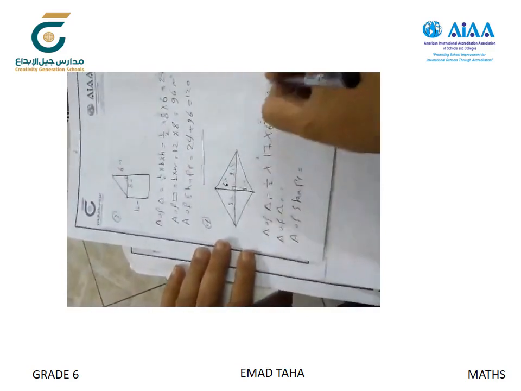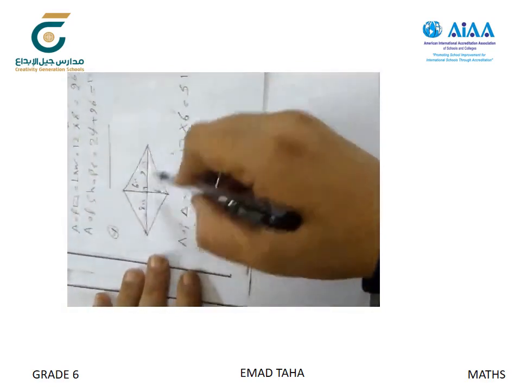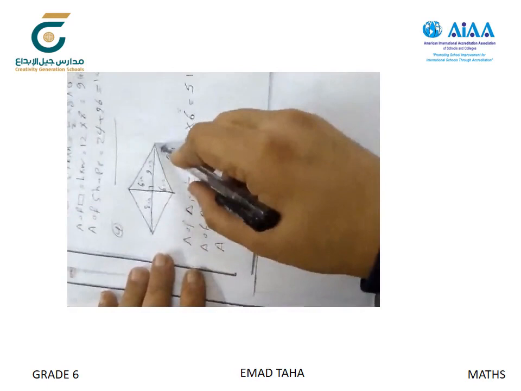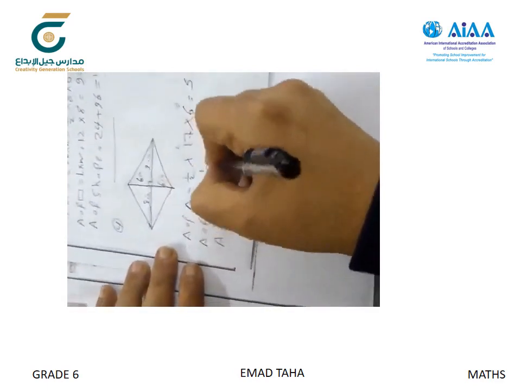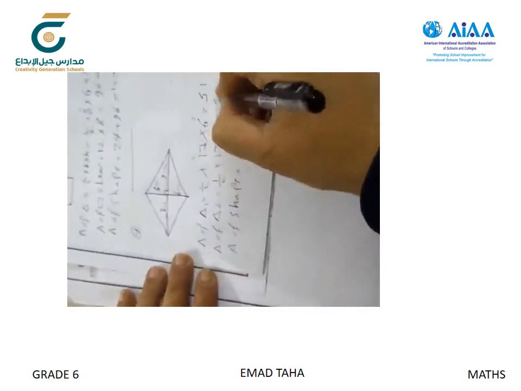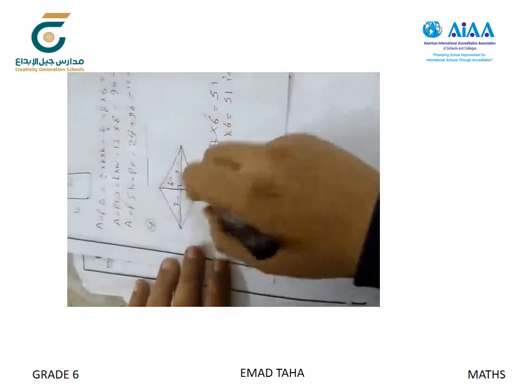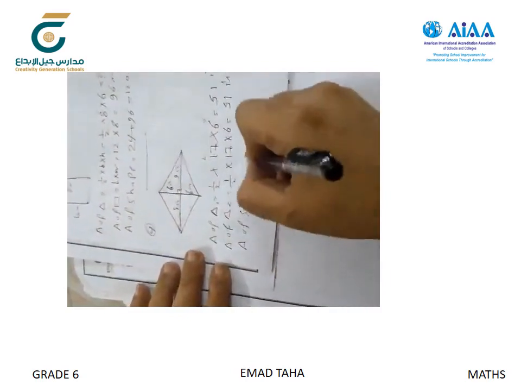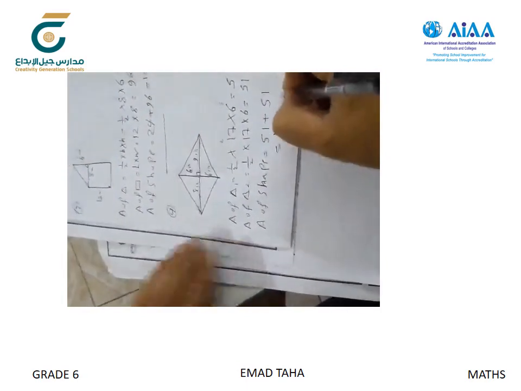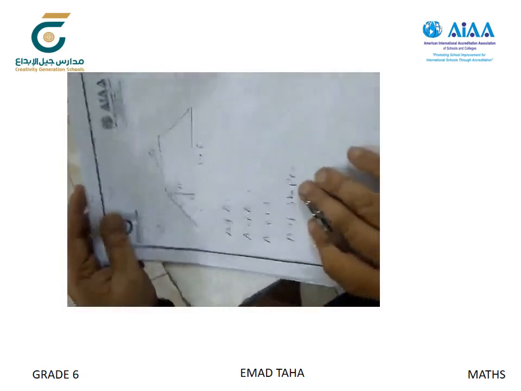What is the unit here? Inches squared. Okay, now the second triangle, its height is 6 and its base is 16. So the area of the second triangle is the same as the area of the first triangle, 51 inches squared. Now the area of the total shape equals the sum of the two triangles. 51 plus 51 equals 102 inches squared. The last one, question number 7.